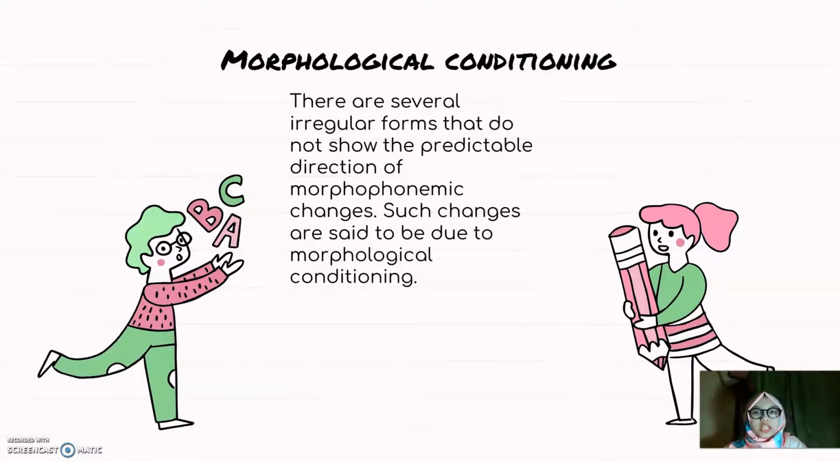Morphological conditioning. There are several irregular forms that do not show the predictable direction of morphophonemic changes. We can explain reasonably why such variant forms as t, d, it occur for past tense and as is for plural morpheme, but such explanation is not possible in the case of the plural form of child, children, and sheep, sheep. These forms are not phonologically conditioned.